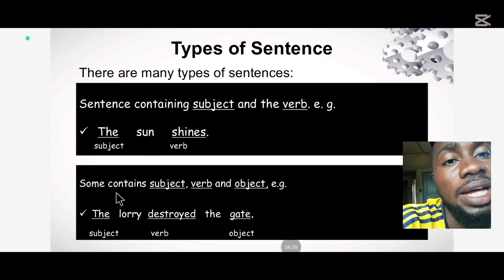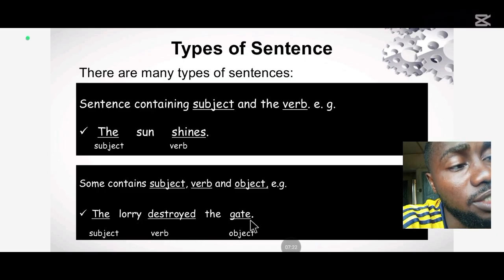Another example: some sentences contain subject, verb, and object. For example, the lorry destroyed the gate. What's the subject? The lorry. This is the verb, destroyed. It shows occurrence, that something happened. The gate is the object. Remember, the subject is before the verb on the left-hand side, while the object is after the verb on the right-hand side.